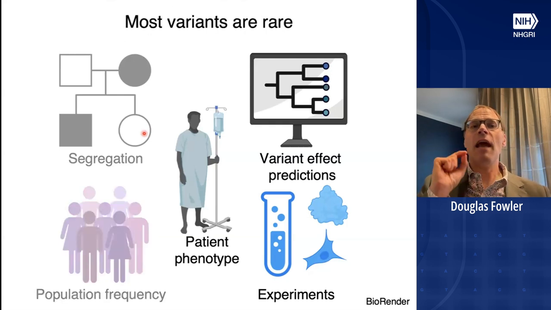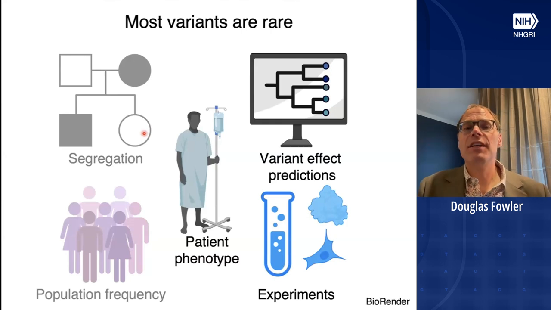Population frequency can be informative, but as I said, most variants in the genome are rare, and rare variants don't inform our inference of pathogenicity. Like if you find a variant that has only occurred in one or two people, what does that mean? Well, it doesn't mean that it's pathogenic, but it certainly can't be used as evidence that it's benign either.